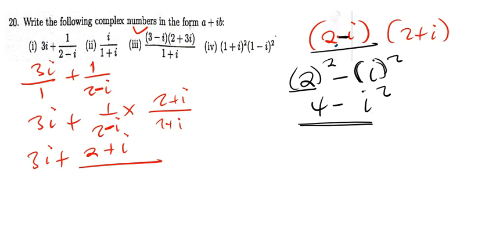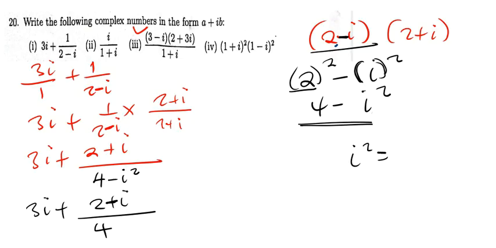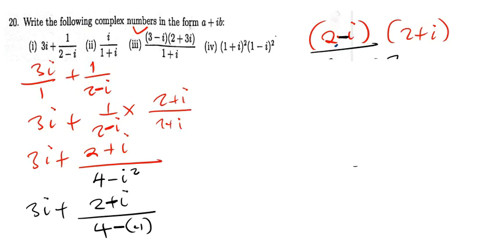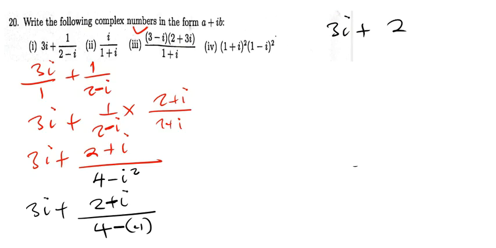So then I'll just come directly here and say this is 4 minus I squared. Then I'll have 3I plus 2 plus I divided by 4. Wherever you are going to find I squared, it is negative 1. So you replace it with what? Negative 1. The next thing that I need to know is 2 plus I divided by, this is going to be now 5.